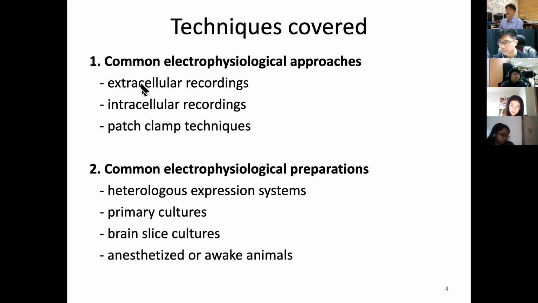So techniques, we already talked about common electrophysiological approaches and common electrophysiological preparations. I just have to say that we have to cover a little bit much, so I may be a little fast, so bear with me and let's keep focus.